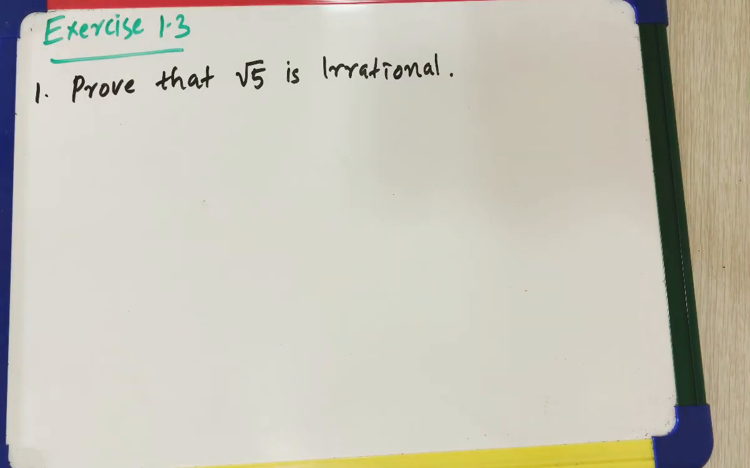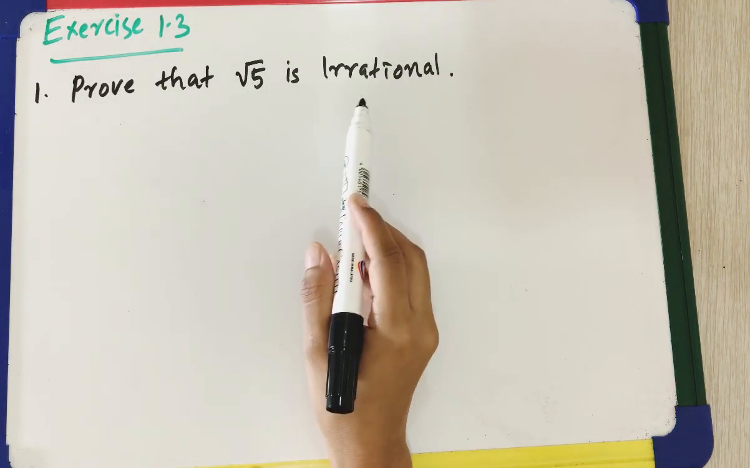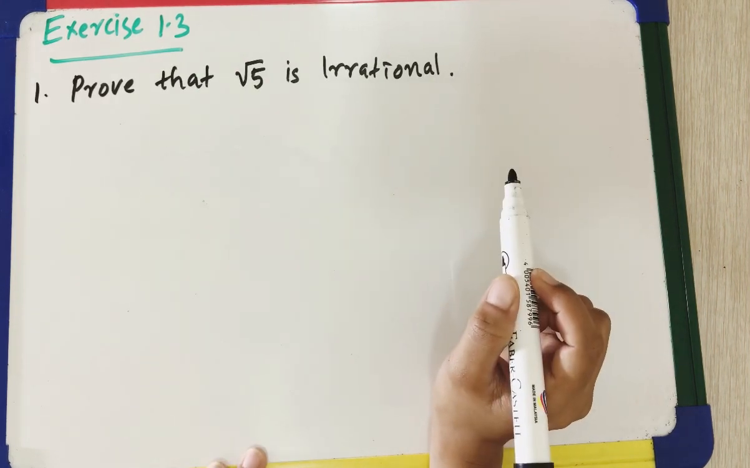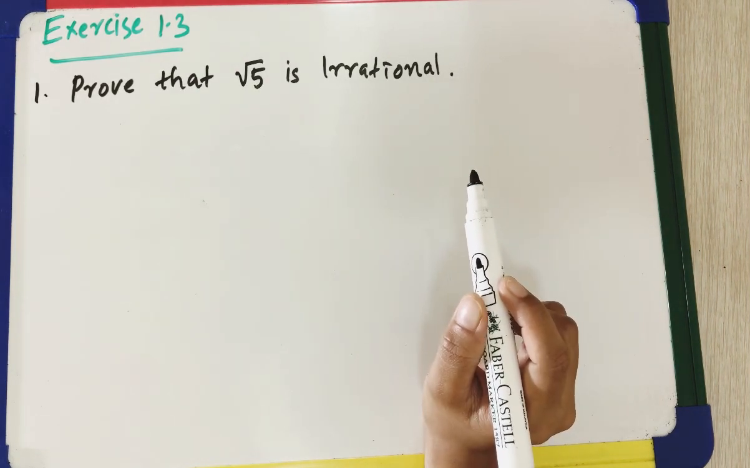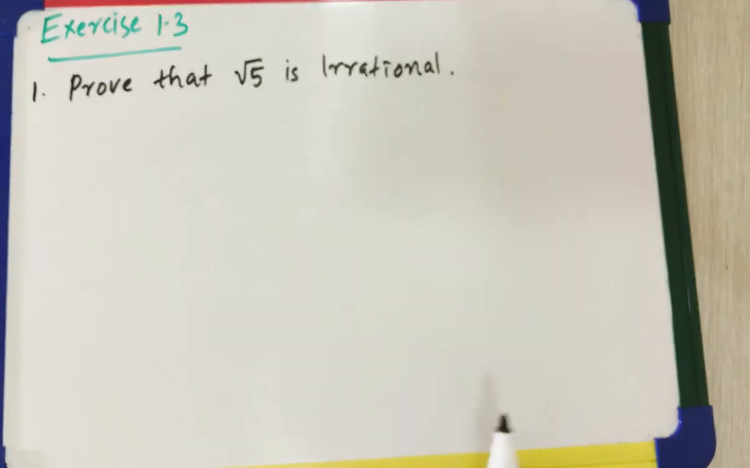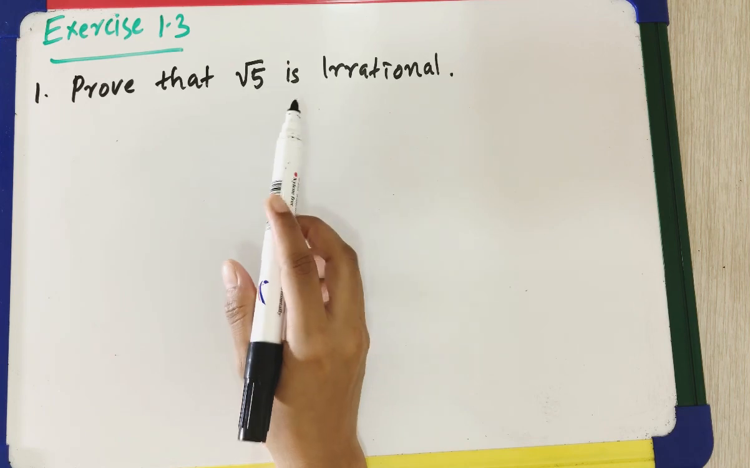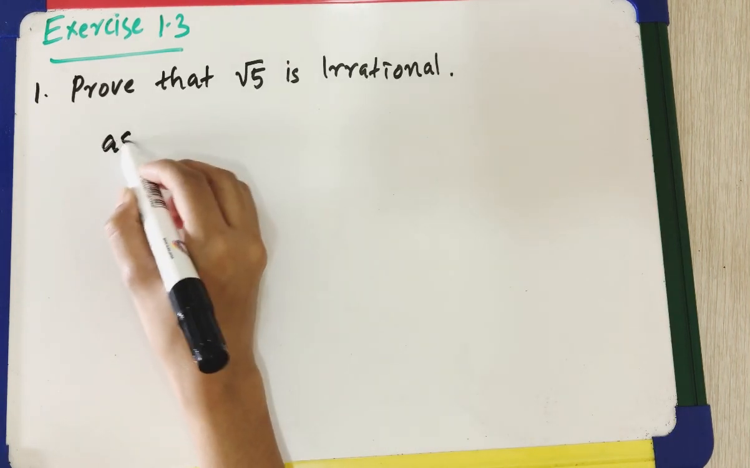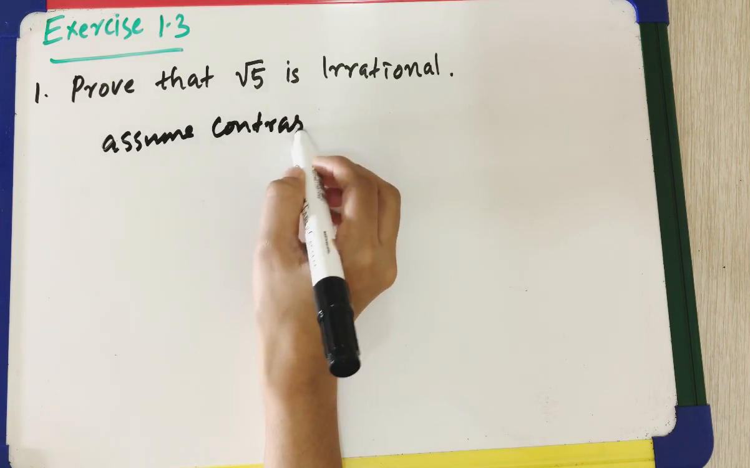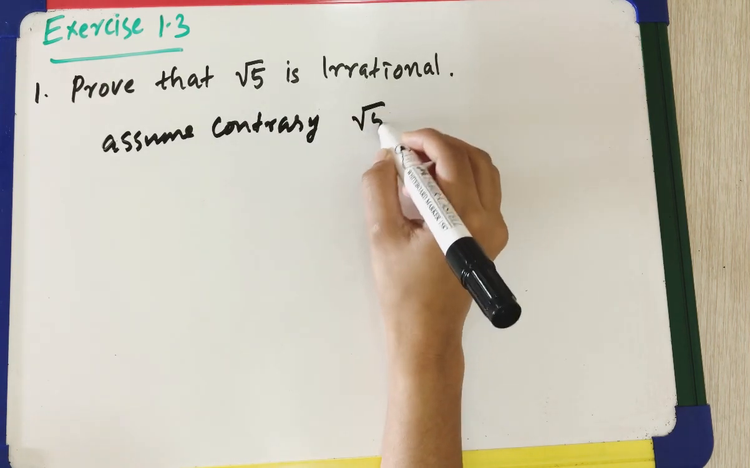Next, we can move on to the exercises. First question, prove that root 5 is irrational. We can see the proof. Proof is similar as in the case of root 2 and root 3. Assume the contrary that root 5 is rational.